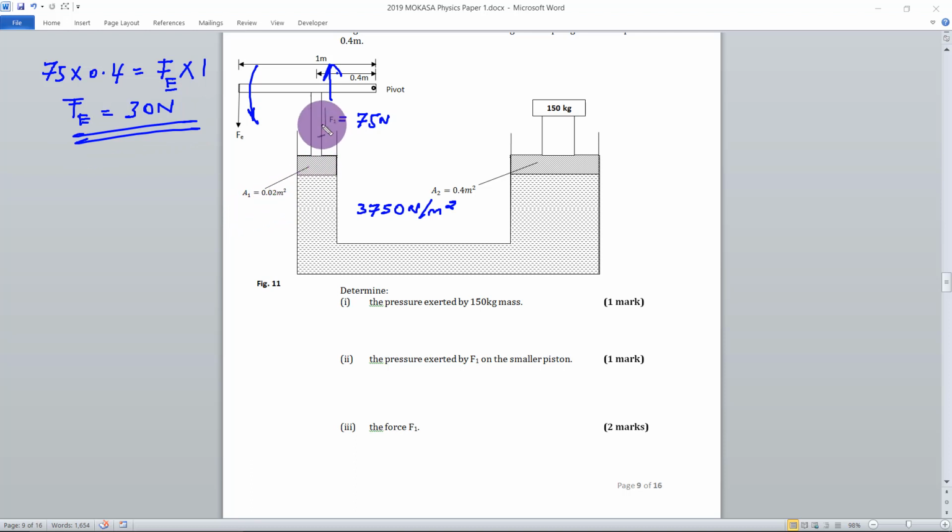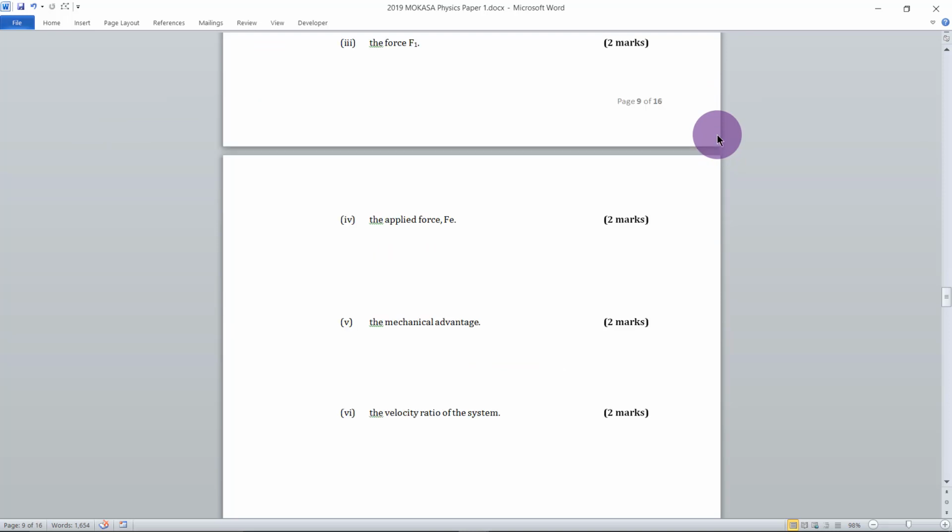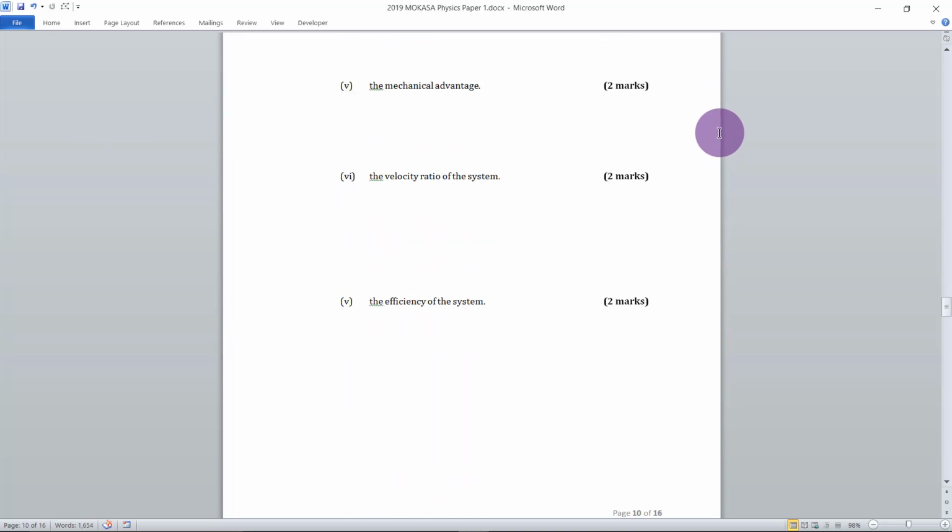So you can see an application of a force of 30 newtons. This lever system multiplies that force and makes it 75. And then further still, that force is now multiplied by this system until we get a force of 1,500 lifting this load here. So you can see this is a machine. The effort is 30 newtons and the load is 1,500 newtons.